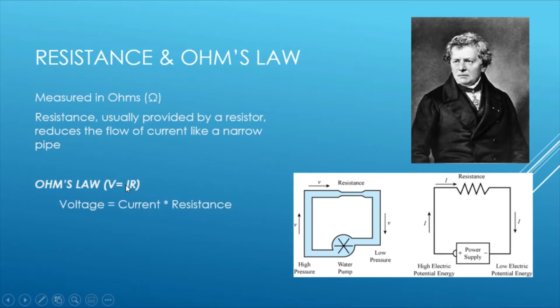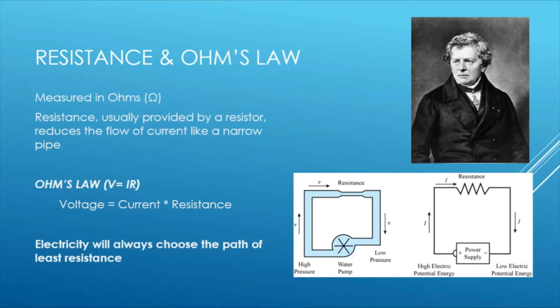And Ohm's law came up with a relationship between voltage, current, which is denoted by I, and resistance, which is R. Voltage is equal to current times resistance. And I'm not kidding when I tell you that this is the most important equation you'll need to know, okay? And one thing to also note is that electricity will always choose the path of least resistance. I think that's true for probably most of us. It'll choose the easiest route, okay?